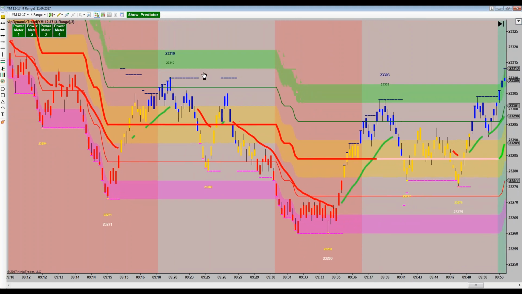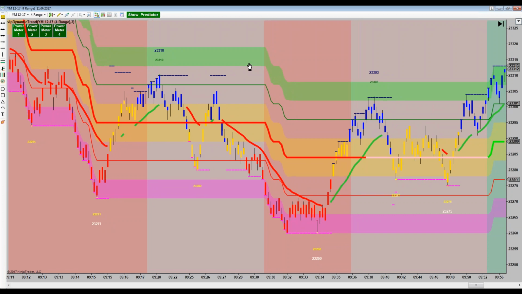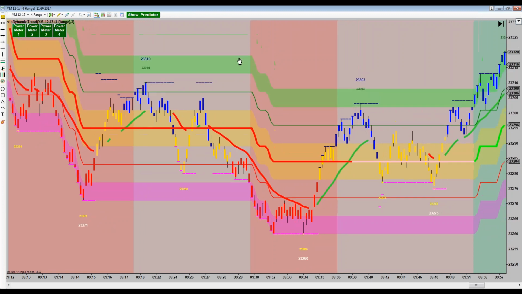Advancing the chart. So here's the bars coming in. Now you are at 9:56. Observing the chart.